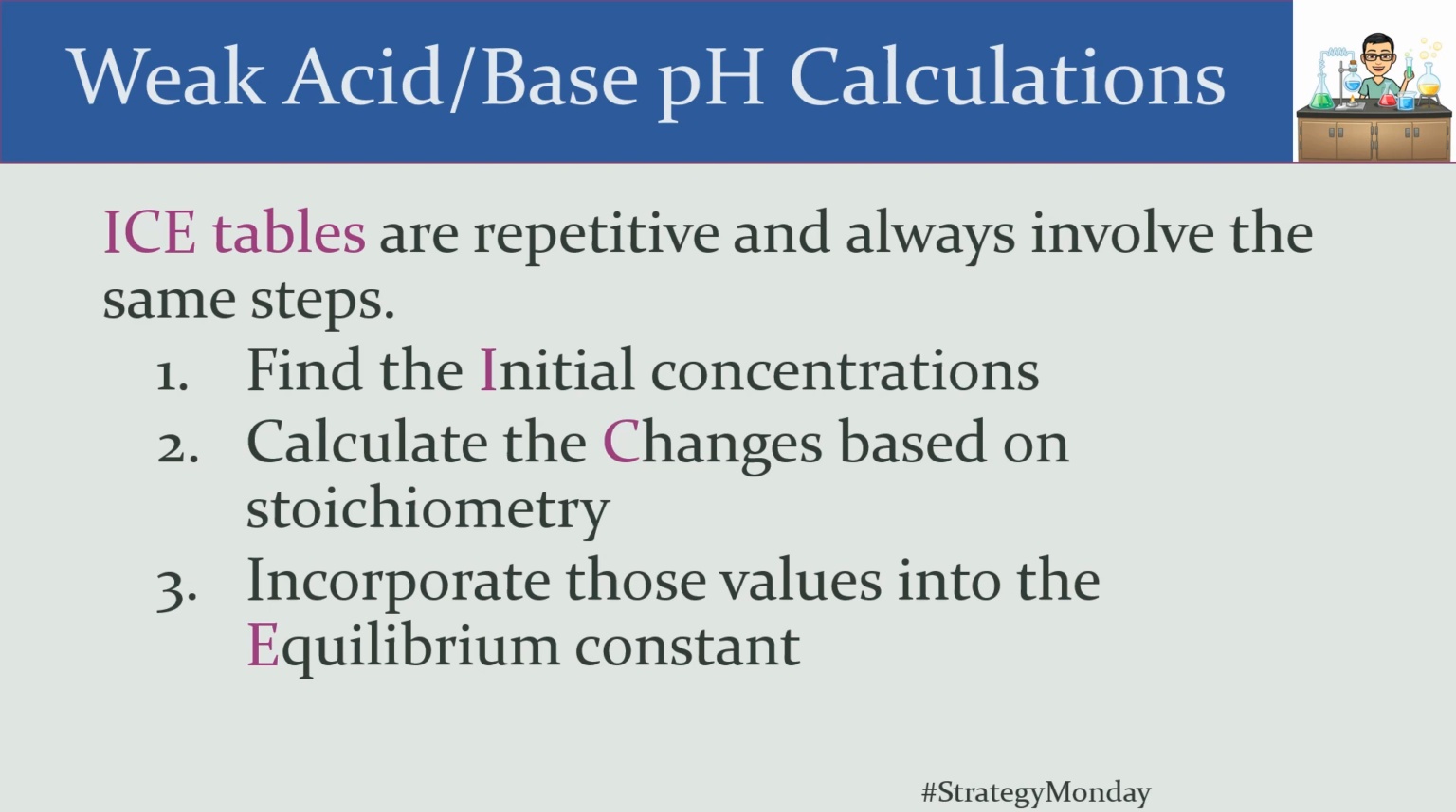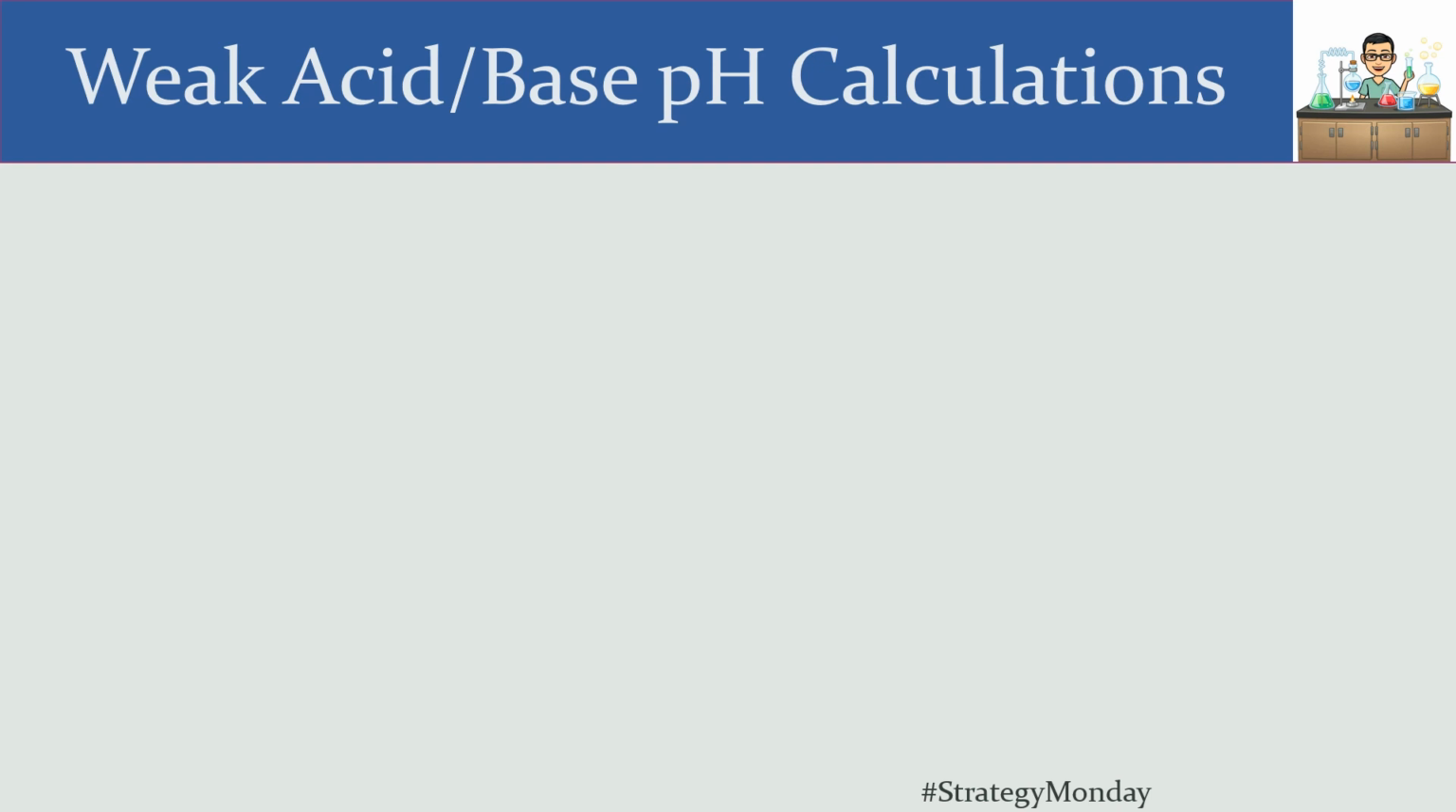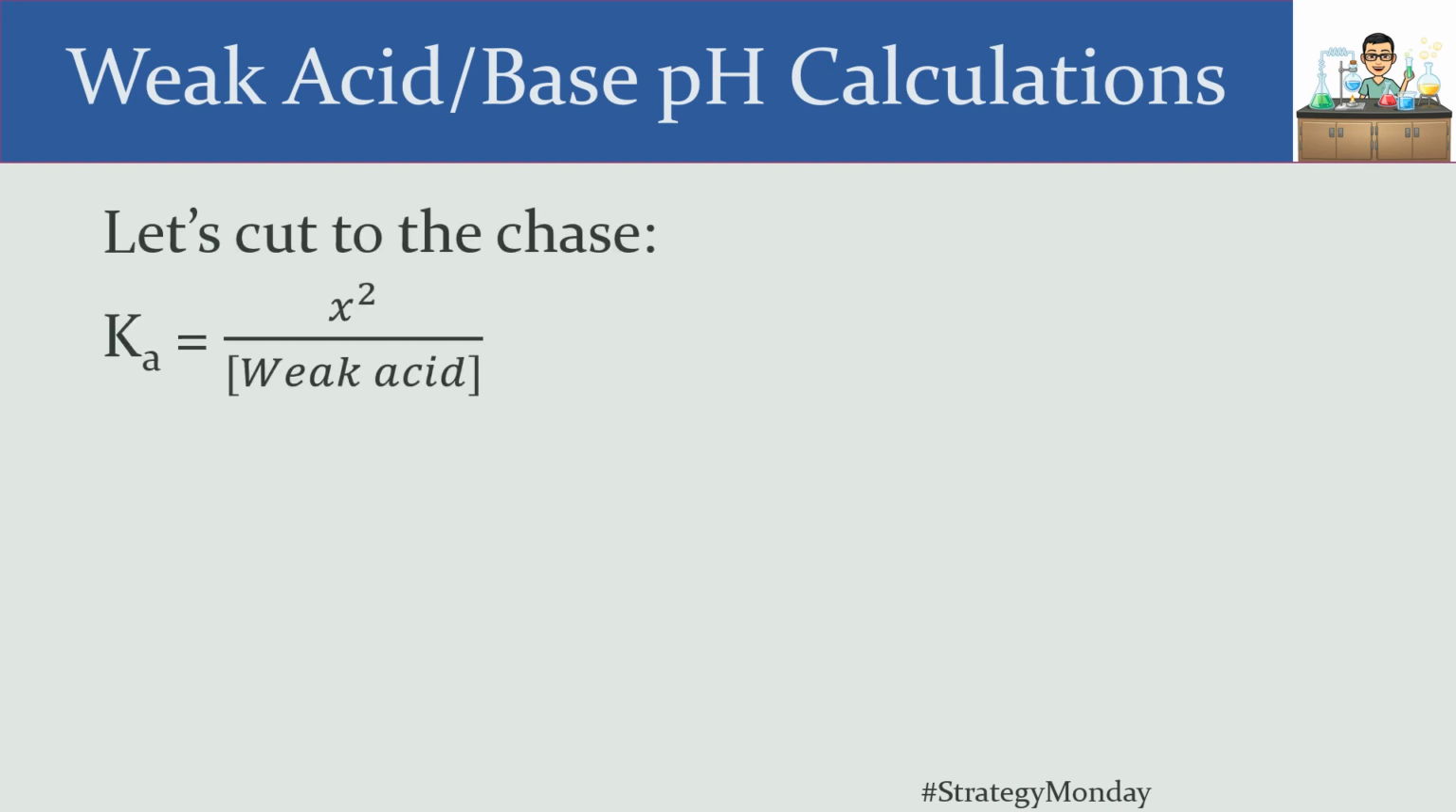But this is Strategy Monday. I'm not going to talk to you about no ice table. What we're going to talk about is ways to avoid this repetitive ice table. So let's take a look at what is involved in the calculation after everything is said and done. We're going to take a look at the Ka expression if we're looking at an acid. And when we do get done with our ice table, here's what we're going to have: x squared divided by the concentration of weak acid, after we get rid of a whole bunch of things and do a whole bunch of approximations. If you've done ice tables, you know exactly what I'm talking about.